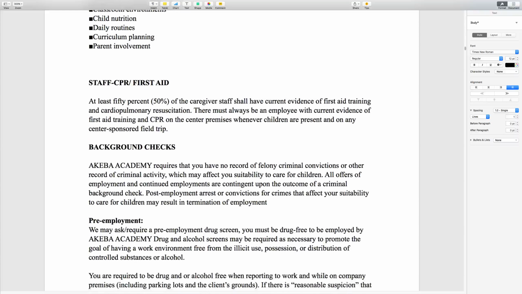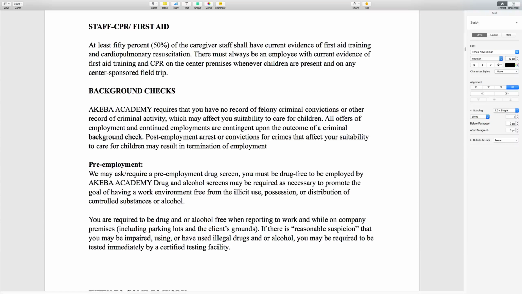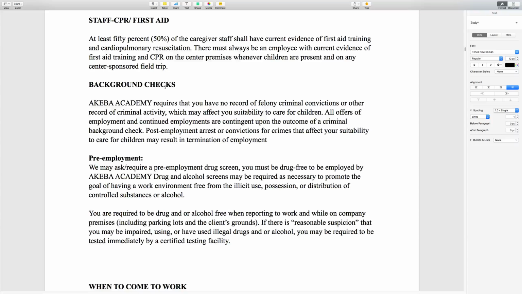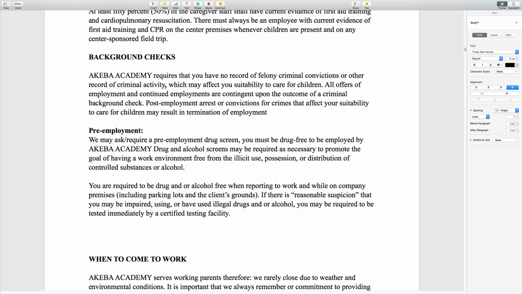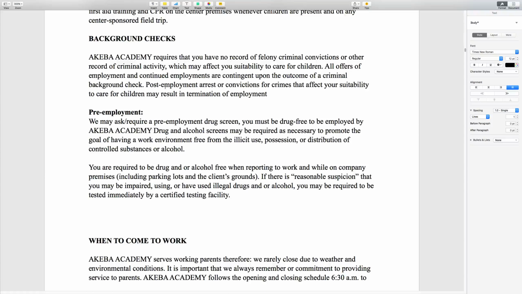We tell the staff what we expect for CPR and first aid. At least 50% of the caregivers on staff must have current evidence. So that's when we schedule for them within their 90 days to get their CPR and first aid. Even though we may have logistics in our program where everybody may not be on staff at the same time with the CPR and first aid, we require everyone to have it. Even if the logistics of the program only need that 50%, we require everyone to have it within the first 90 days.